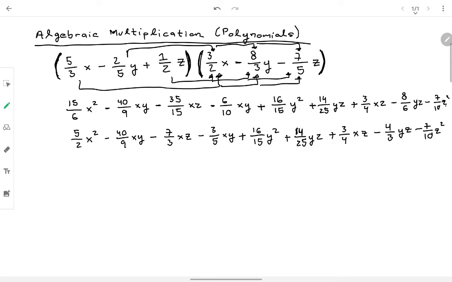In this case, we will need to look for those that are like terms in order to add them or subtract them. So in this case, we have xy, and we have xy, we have xz, we have xz, we have yz, and we have yz. So in this case, we will need to add xy. In this case, the least common denominator between the two of them is 45.